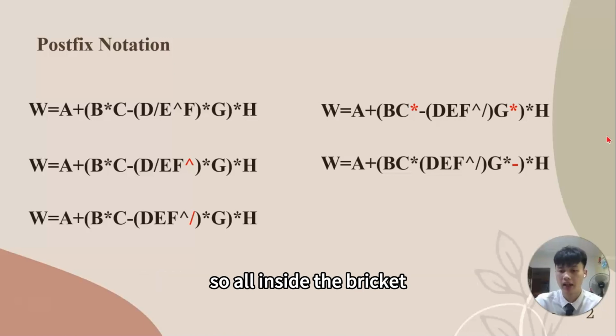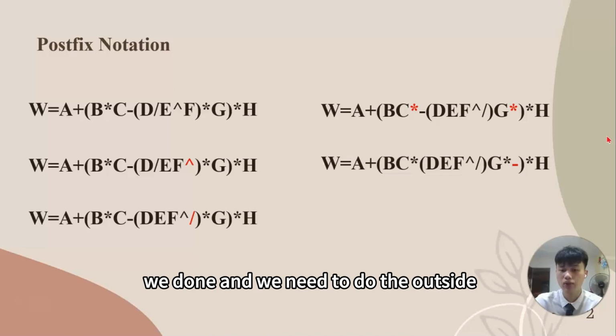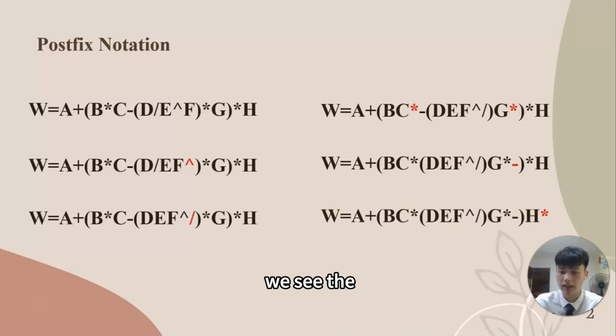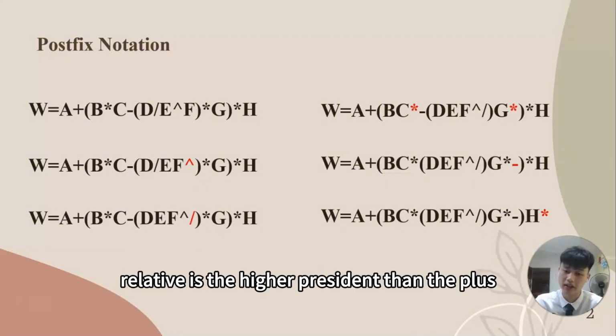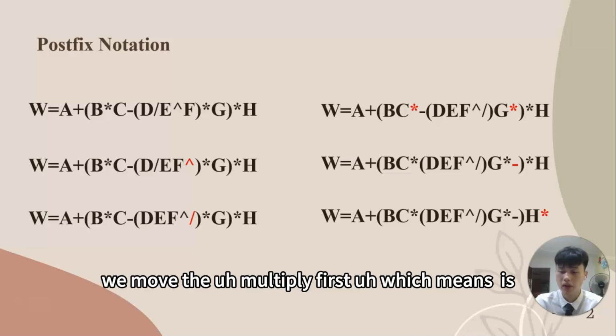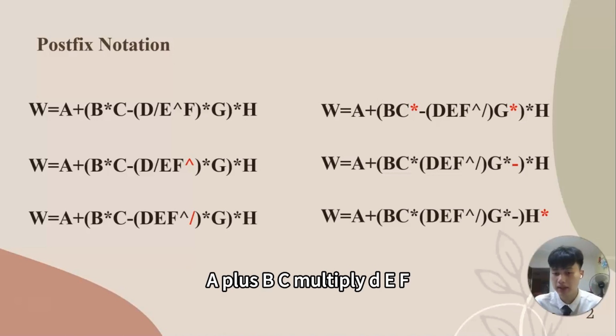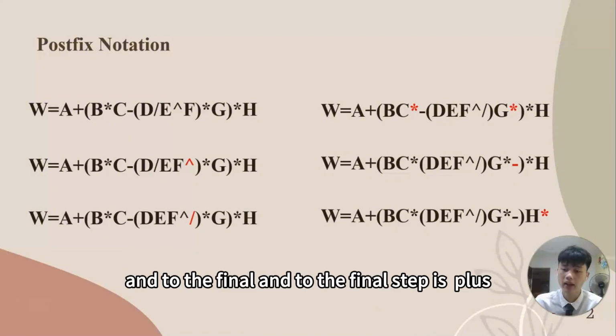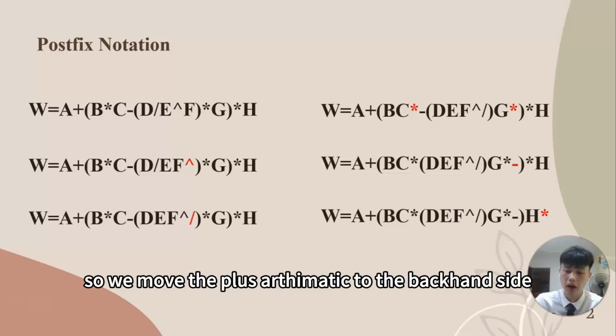So all inside the bracket we are done, and we need to do the outside. We see the multiply is higher precedence than the plus. So we move the multiply first, which means W is A plus BC multiply DEF exponent divide G multiply minus H multiply. And the final step is plus. So we move the plus arithmetic to the back side.